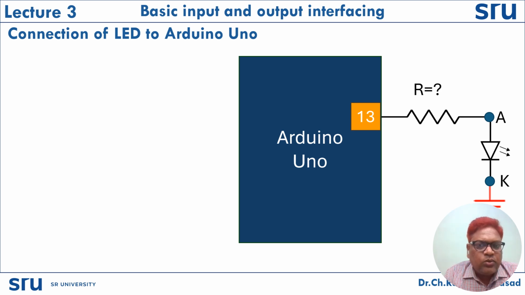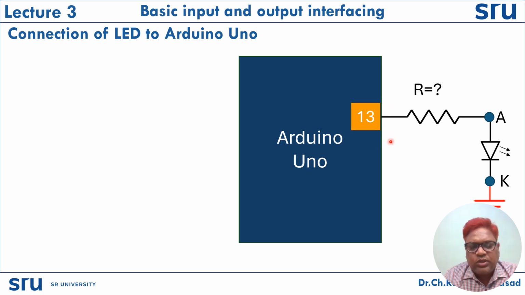Coming to connecting an LED to Arduino UNO, let us consider the 13th pin. This 13th pin is a digital IO pin. If you directly connect the LED to the Arduino UNO, the LED may be damaged. Why? Because the Arduino UNO digital output pin is able to produce two different voltages, 0 volts and 5 volts.